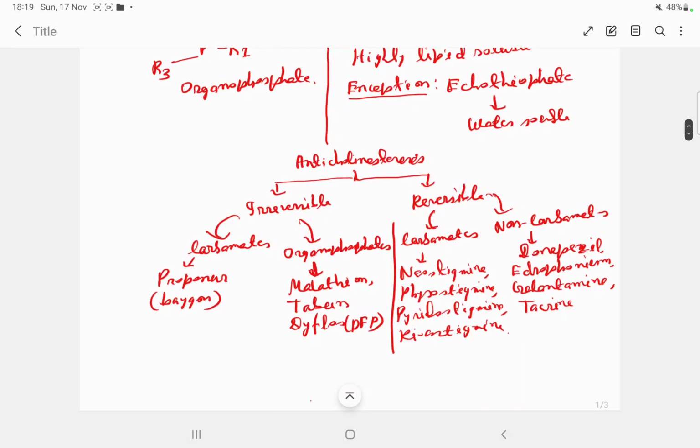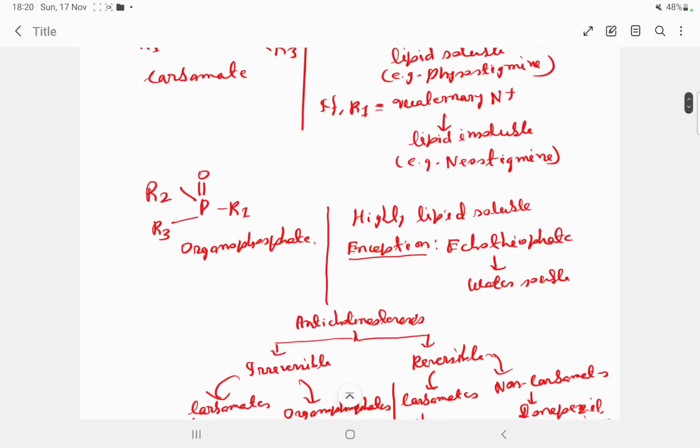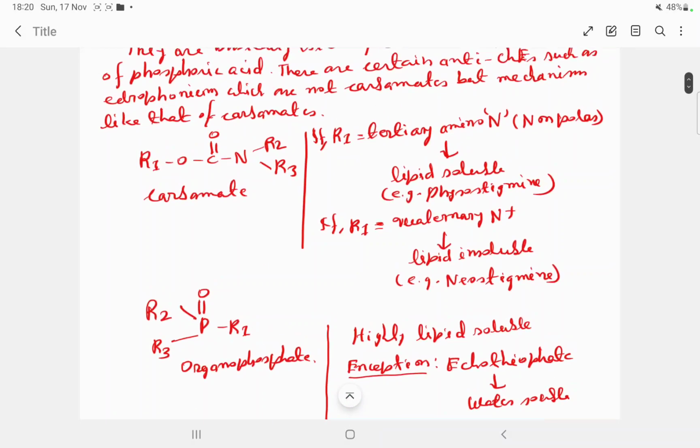So anticholinesterases can be divided into two types, reversible and irreversible. Among the irreversible anticholinesterases, there are carbamates like propoxur, which is also known as Baygon, which is an insecticide, and organophosphates like malathion, diflos, etc., which are also insecticides, and tabun, which is a war gas. And in case of reversible, there are carbamates like neostigmine, physostigmine, pyridostigmine, rivastigmine, and non-carbamates like donepezil, edrophonium, galantamine, tacrine, etc.